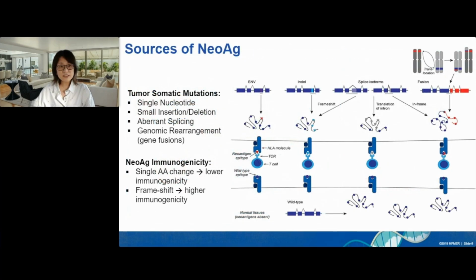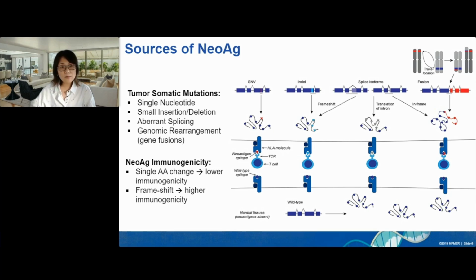As I mentioned, neoantigens come from somatic mutations, including single nucleotide changes and small insertions and deletions in genomic DNA. Also, aberrant splicing isoforms of the RNA transcripts and genomic rearrangements, such as translocations, inversions, and copy number alterations, lead to gene fusion. It is worth mentioning that not all neoantigens are the same.